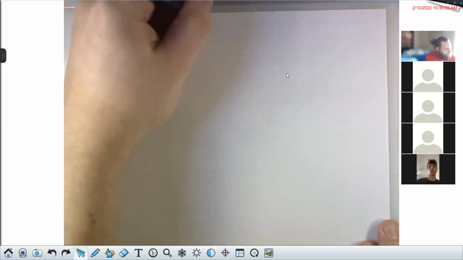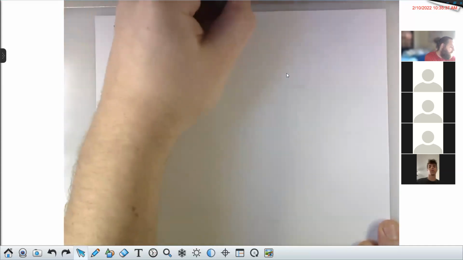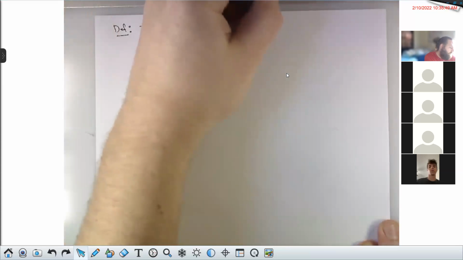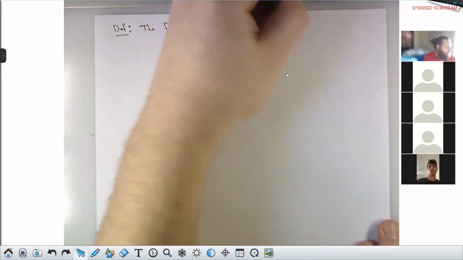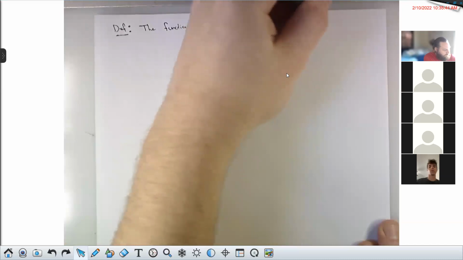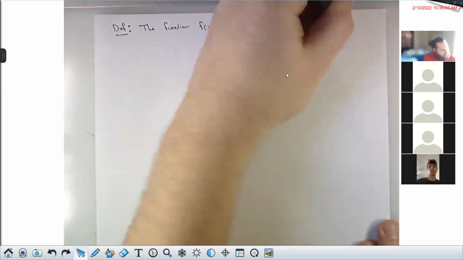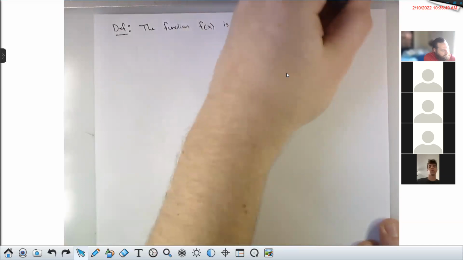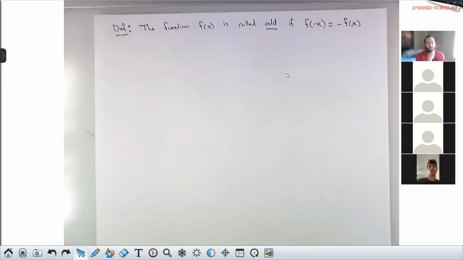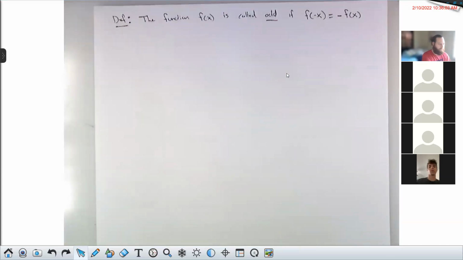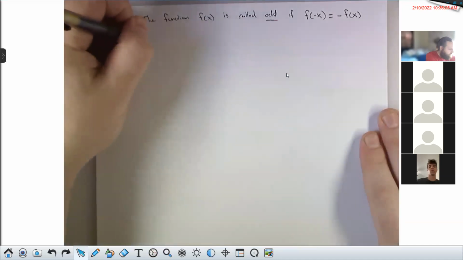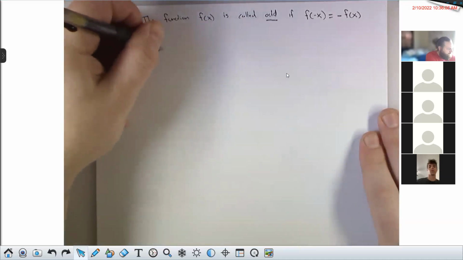Now the function f of x is called odd if f of negative x is equal to negative f of x. This is what we mean by an odd function. And just like with even functions, there's a way to describe this in terms of a symmetry. The graph of x cubed.